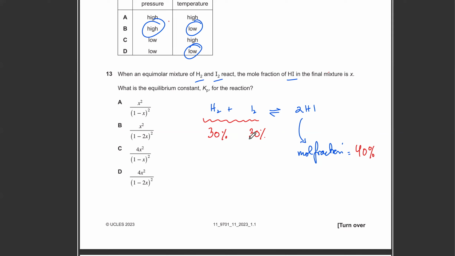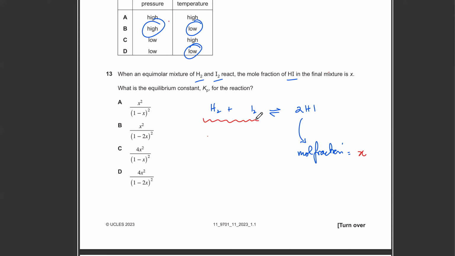So now do the same thing, but this time, instead of 40%, this is X. And remember, this is X.